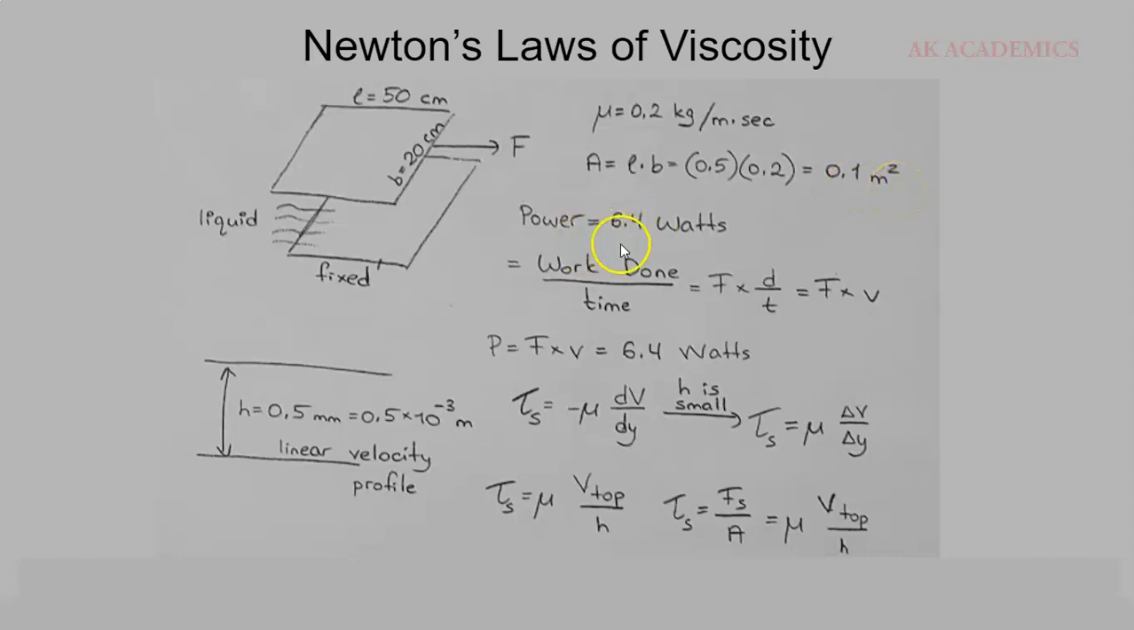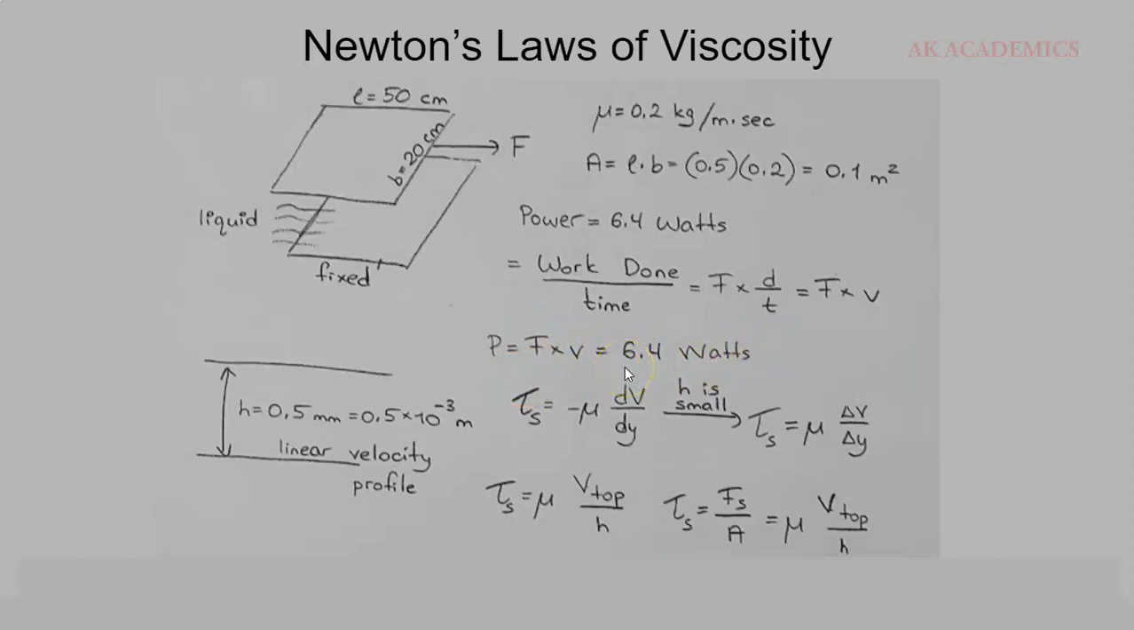And then we were given the power to be equal to 6.4 watts. I should quickly call your attention to the fact that power is usually equal to work done divided by time. Work done is equal to force times distance. So power is equal to force times distance over time, and distance over time is equal to velocity. So power will be equal to force times velocity. So F times V is equal to 6.4 watts.